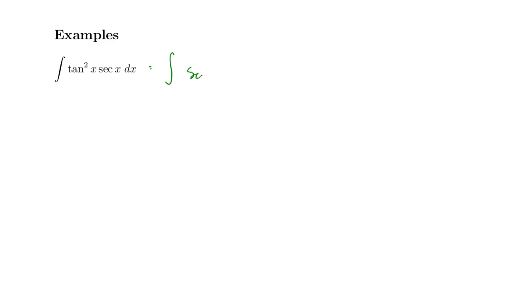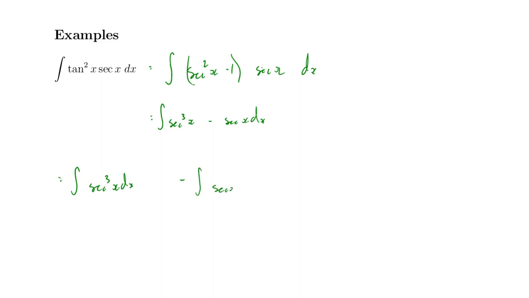I'm going to call this, oops, I don't need this parenthesis. This is really secant cubed minus secant of x dx. Now we can split this up into two integrals. And this second one, we know. It's the natural log of secant x plus tangent x. This one, though, we need a way to reduce that power.